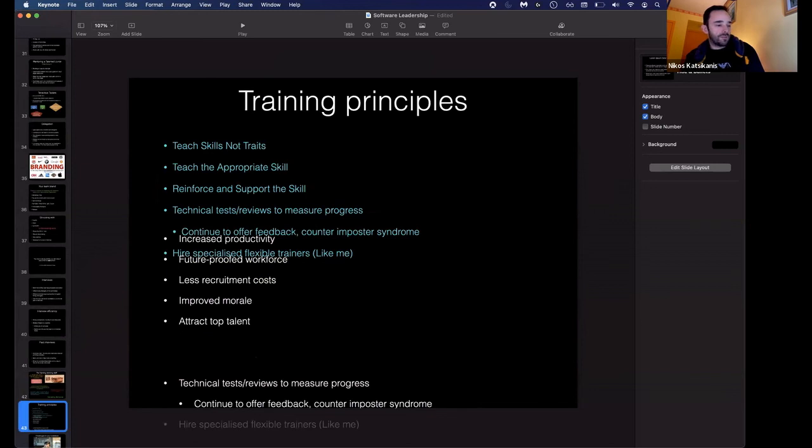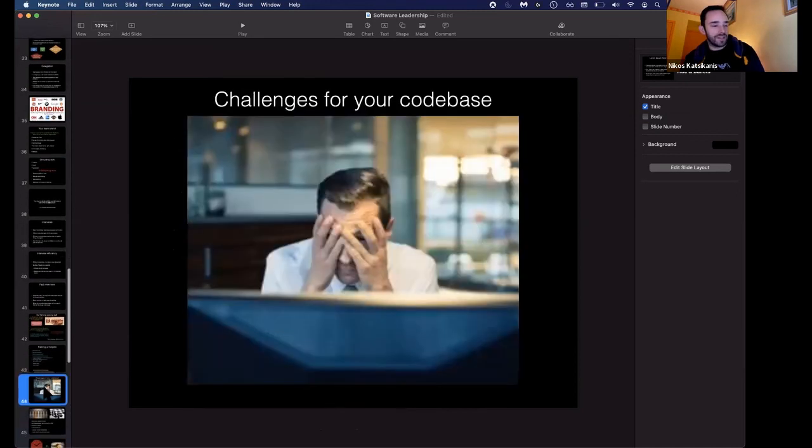So when it comes to training principles in your staff, you want to be teaching appropriate skills, reinforcing the skills, and measuring progress. Yeah, this is kind of a rough and ready slide that I've been improving upon.